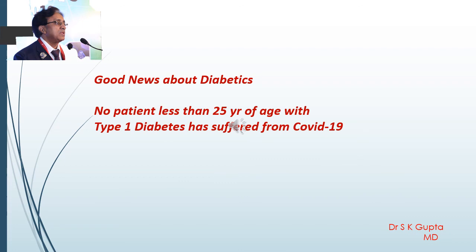This is the real silver lining for the diabetics. It is good news that none of the patients less than 25 years of age with type 1 diabetes has ever suffered from COVID-19 all across the world. So these young patients should try to keep their blood sugar in control with insulin and keep happy, but nevertheless follow social distancing and other standard hygiene practices to avoid the corona infection.